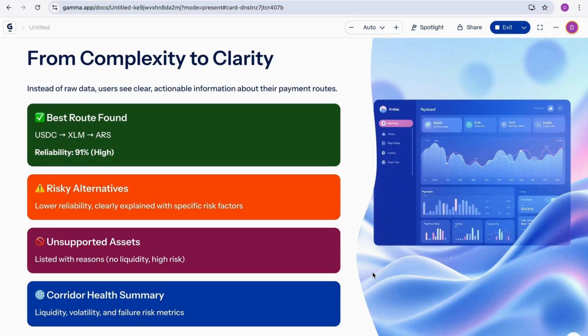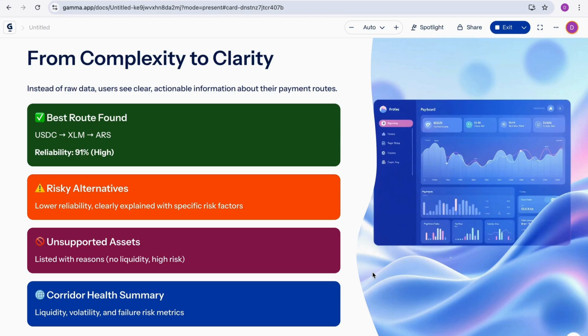Instead of raw JSON or technical output, SLIL presents results in a human-friendly format. The user sees a best route with a reliability score, risky alternatives with warnings, unsupported assets with reasons, and a corridor health summary. This translates complex infrastructure intelligence into clear, actionable insight.